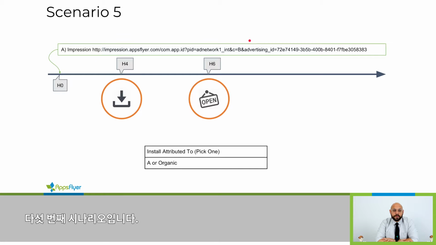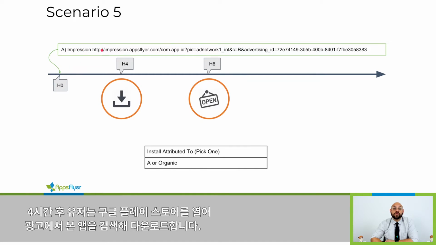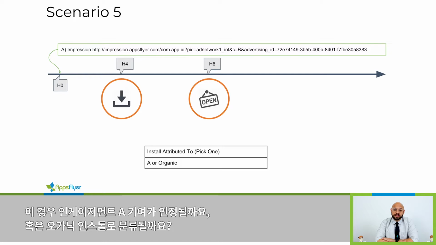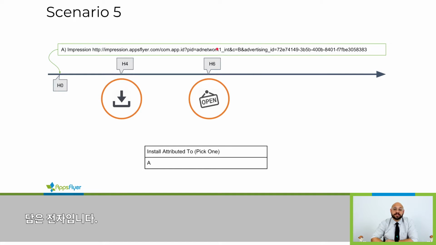Scenario 5. Now we're going to look at an hourly basis. An impression is served at hour 0. 4 hours later, the user opens up Google Play, searches for the app, and downloads it. And then 2 hours after that, they actually open the app. Should this be attributed to A or organic? And the answer is A.